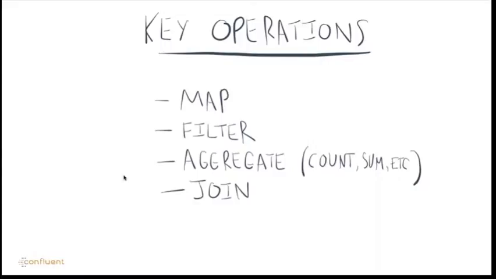So Streams is a Java library. We haven't done libraries for other programming languages yet. But the four key operations are something like map, which takes input streams and transforms them into output streams. Filter, which takes input streams and filters out messages you don't want. Aggregate, which allows you to combine records that are coming on the stream to do something like a count or a sum or other aggregations.